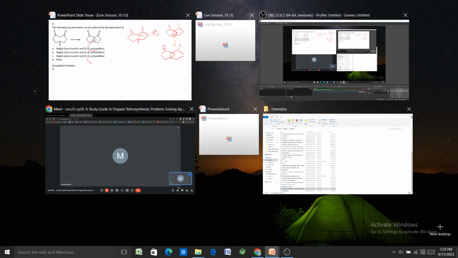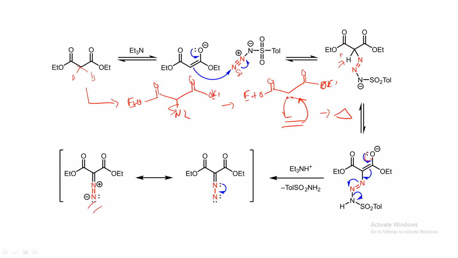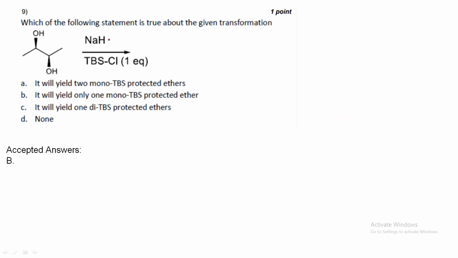At first we need to have this diazo transferring agent to have the diazo, followed by carbene generation and 2 plus 1 reaction. So that's why this A would be the correct reaction sequence. So this is the diazo thing. And coming to the next problem.